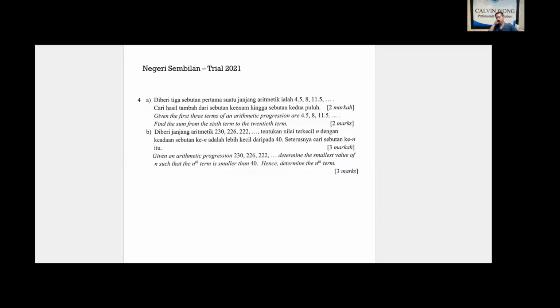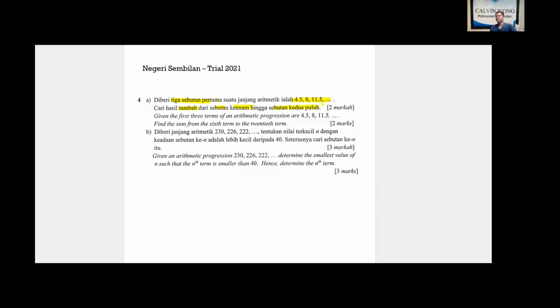Okay, look at this question. Negeri 9, one. Somebody give it to me. Thank you so much. Janjang 4, 5, this one. 3 sebutan pertama. They give you already 4, 5, 5, like that. Cari hasil tambah dari sebutan ke-6 hingga sebutan ke-20.